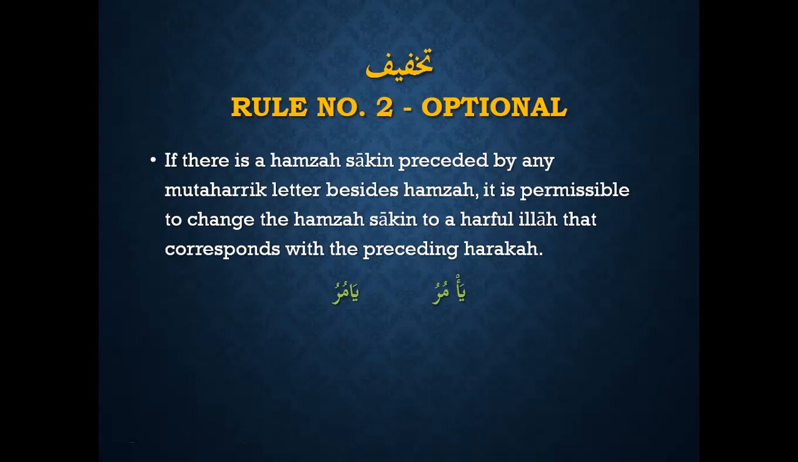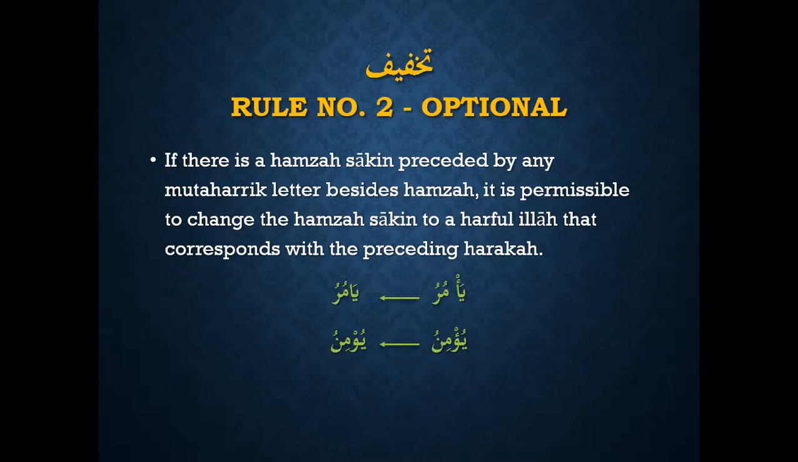So the first letter is not Hamza. It's actually another letter other than Hamza. So you can change it into yamuru, or you can leave it as ya'muru. They're both fine. That's optional. That's your choice. Another one, yu'minu. You can keep it as yu'minu or yuminu. That's up to you. You can make it easy by changing the second Hamza into the harf illa corresponding to the haraka on the first one. The first one, ya, has dhamma, which goes with waw. So you can change yu'minu into yuminu.